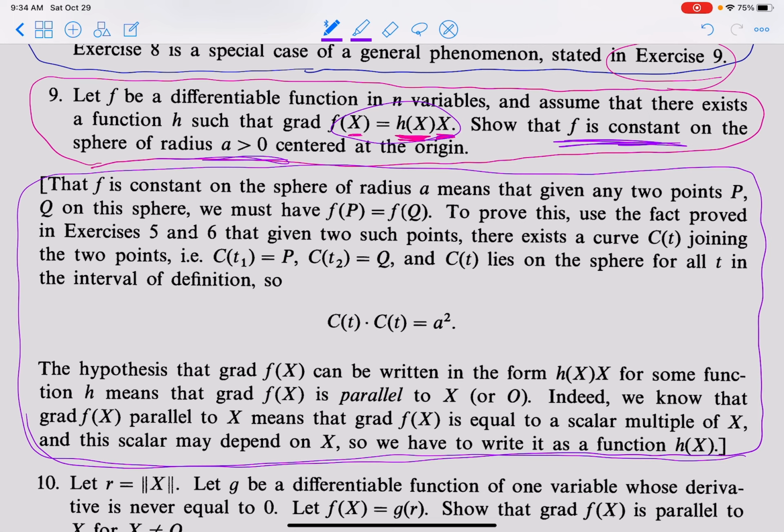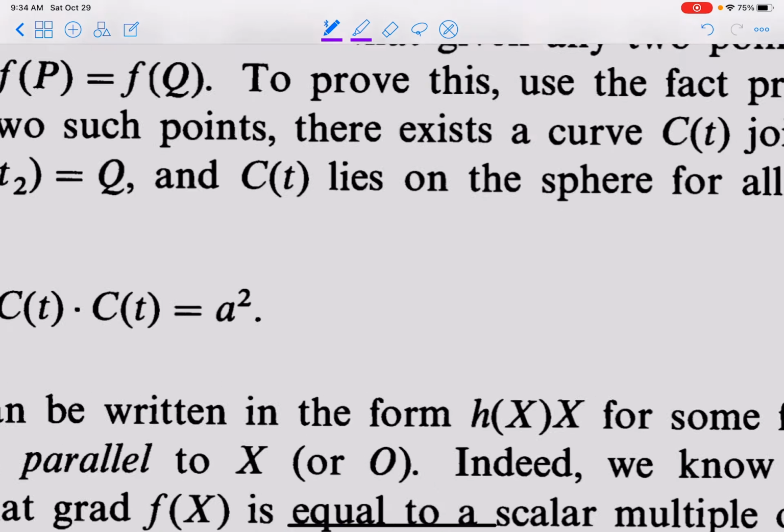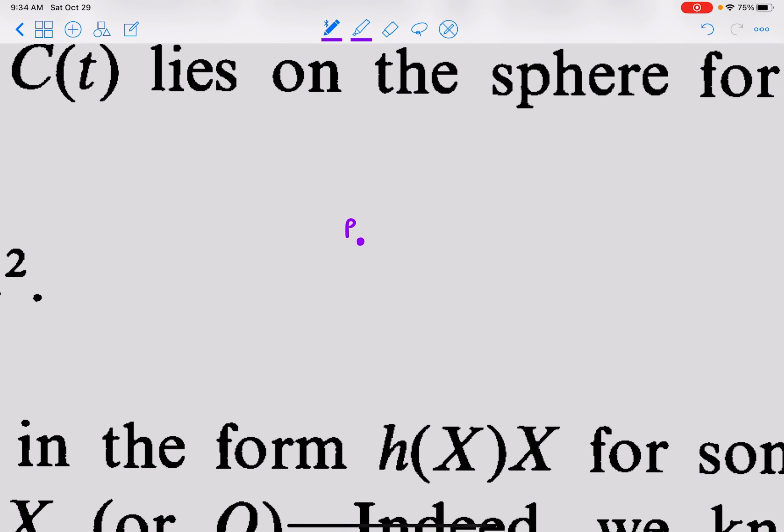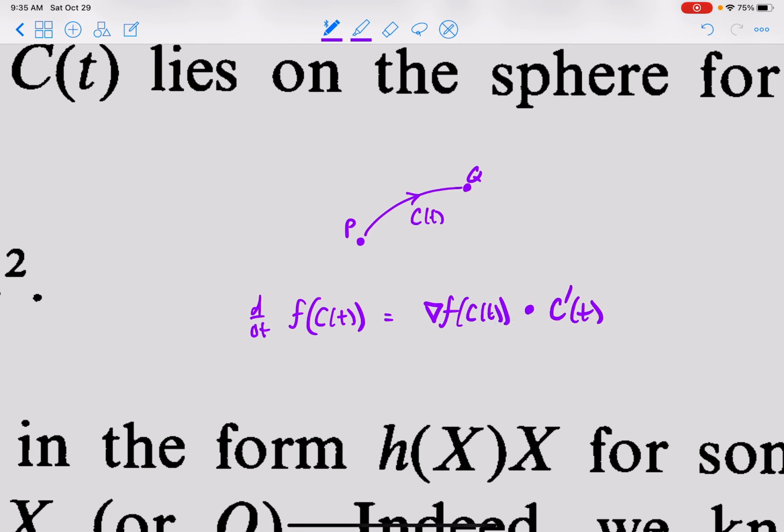So basically, no matter what dimension, we proved in the previous exercises that any points on the sphere can be joined by some curve, C of t. And then what we'll do is we'll take f of C of t, and that's a function of single variable calculus. So if its derivative is 0, then it is a constant function. Okay, so we just take the derivative by the multivariable chain rule. This is the gradient f of C of t, dot product C prime of t.